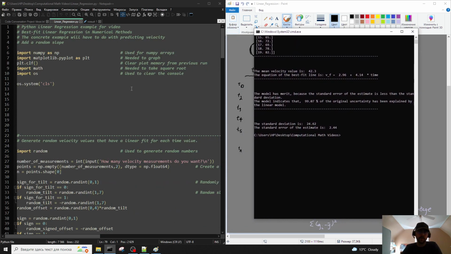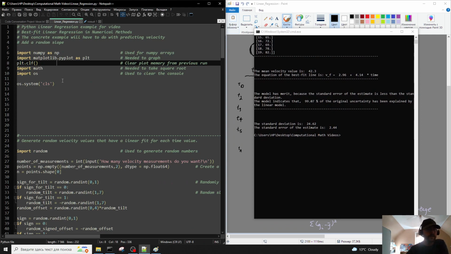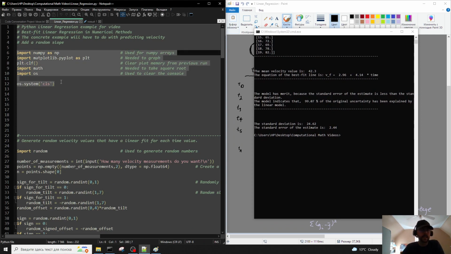Now to go through the program, what happens in the program. So in the first part here, we import some stuff that we need. I use NumPy because I chose to use NumPy arrays for part of it. Matplotlib is how we're doing the graphing. I started by clearing the plot. That way, if I run it multiple times, I don't end up with some kind of extra baggage from a previous run hanging out on the plot. We use math to take the square root, and I use OS to clear the console in between each run.